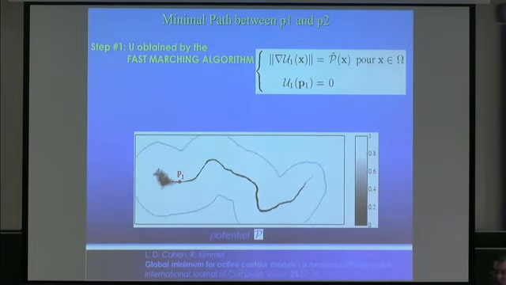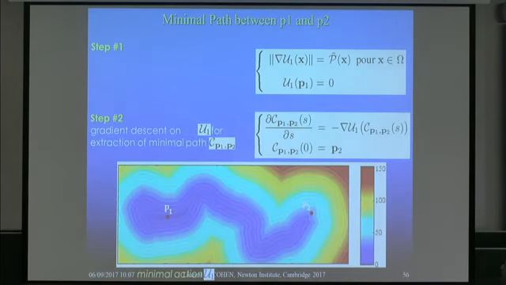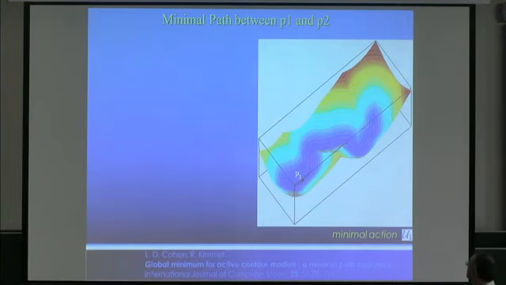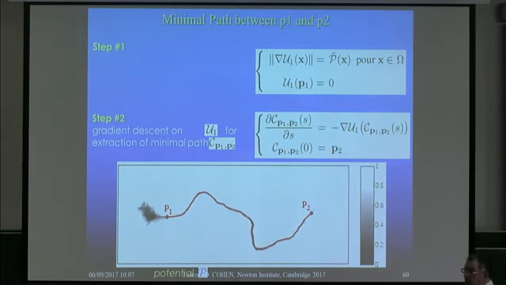The first step is to solve the Eikonal equation using the fast marching algorithm, which corresponds to solving this equation by increasing values of U1. This starts at P1, and it corresponds to a front propagation from P1 until it reaches the whole domain. Then, when you have solved this, starting from P2, you make a gradient descent. This is the graph of U_P1, and starting from P2, you make a gradient descent on this function U_P1, and the path followed by this gradient descent corresponds to a minimal geodesic between P1 and P2.